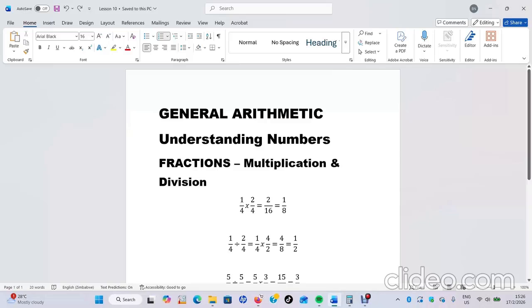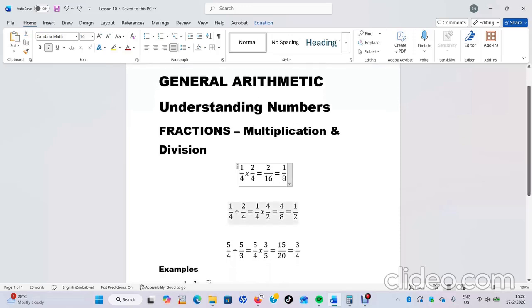Okay, today we continue with fractions, multiplication and division. Last time we did addition and subtraction. Let's say we have 1/4 times 2/4. You simply multiply the numerators and multiply the denominators and then reduce your fraction to its simplest form. In this case it will be 1 times 2, 4 times 4, so we get 2/16, which we can reduce to 1/8.